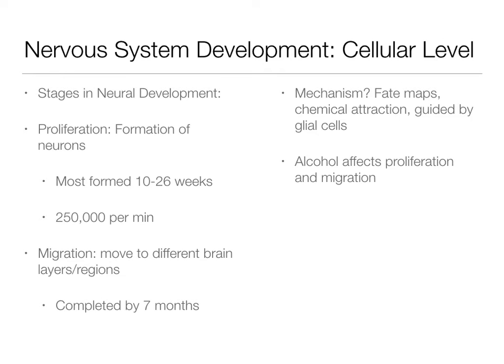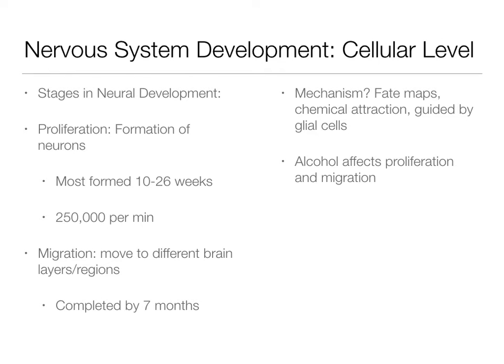When we talked about teratogens, we talked about how bad alcohol was for brain development. One of the reasons it's so bad is because alcohol is affecting both proliferation, how many neurons we're making, but it's also affecting migration, where those neurons are going. And both of those are really, really critical building blocks in the brain.